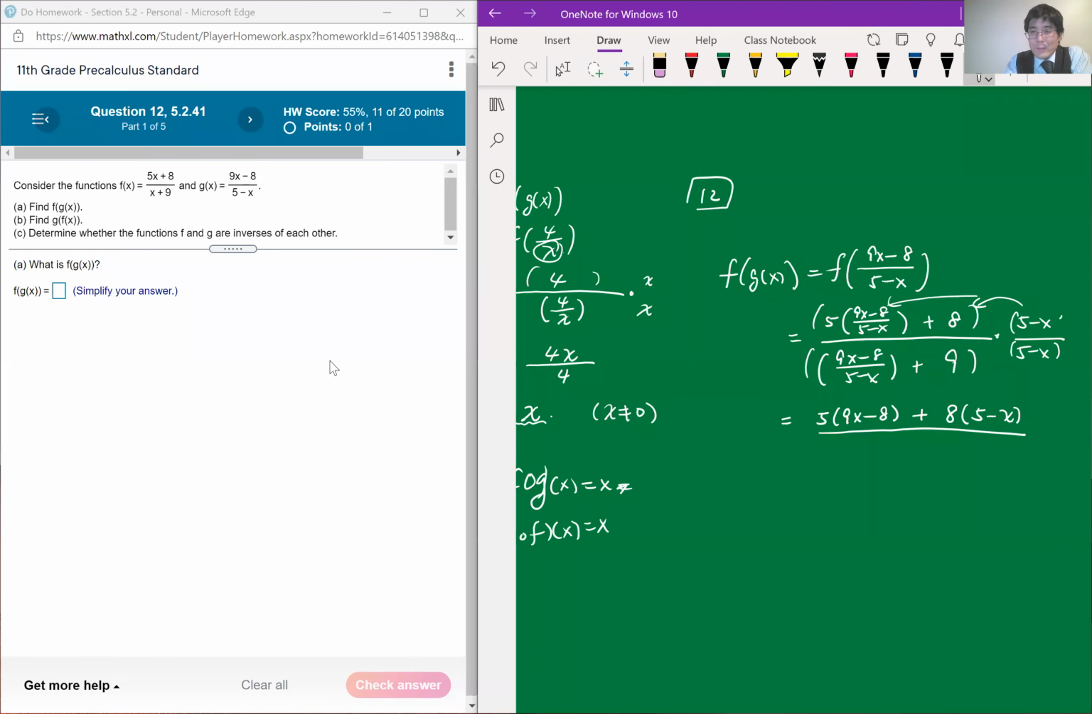Do the same for the denominator. The first part, 5 minus x, is canceling to each other. You get 9x minus 8. Second term is 9 times 5 minus x. Simplifying the numerator, it's going to be 45x minus 40 plus 40 minus 8x. Denominator is 9x minus 8 plus 45 minus 9x, which is equal to 37x over 37, which is equal to x.